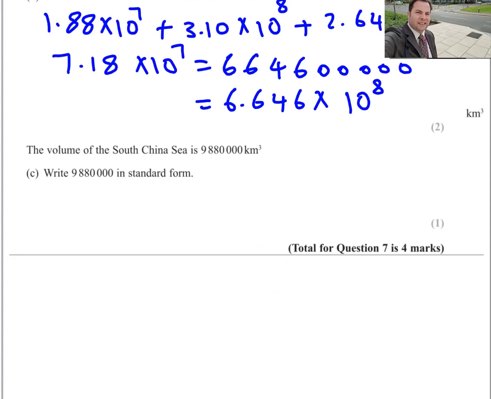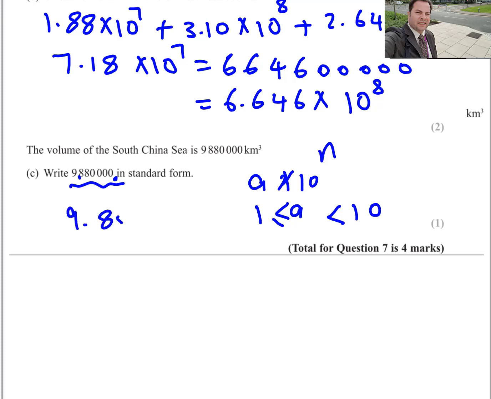Part C. Write this answer in standard form. To write this value in standard form means A times 10 to the power of n, where A is greater than or equal to 1 but less than 10. So if we have a decimal point here and start to move it to the left, how many digits will it be, to be between 9 and 8? So 9.88 times 10 to the power of 6.